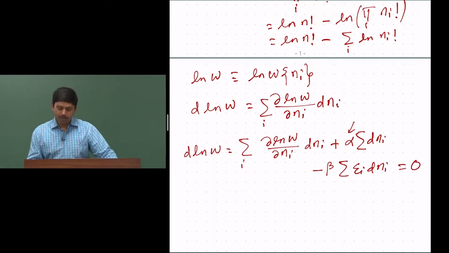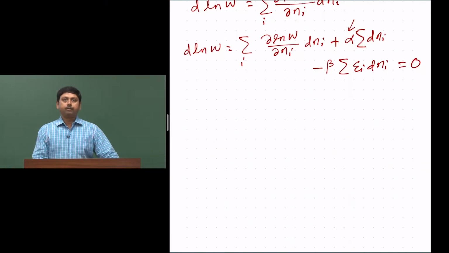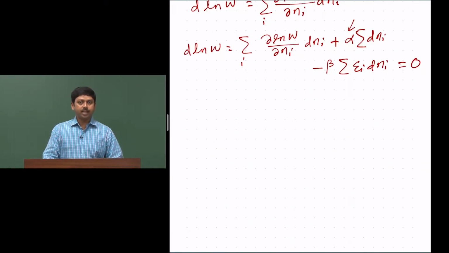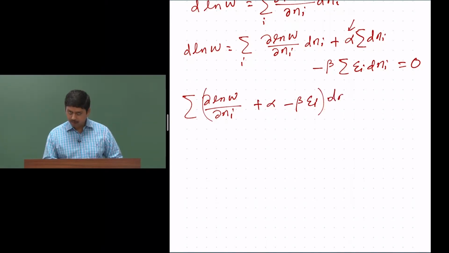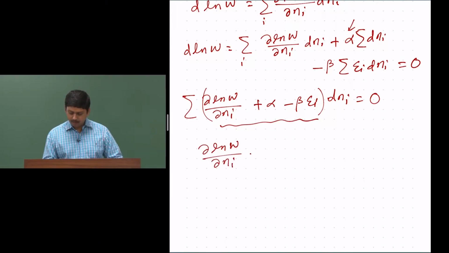As you know, for a maximum or minimum of a function, the differentiation has to be done, and that has to be equated to 0, because that gives us the value of maximum or minimum. So, now when you write them together, del ln W by del ni plus alpha minus beta ei, summed over d ni, gives me 0, which means the quantity inside has to be 0. So, del ln W by del ni plus alpha minus beta ei is equal to 0.